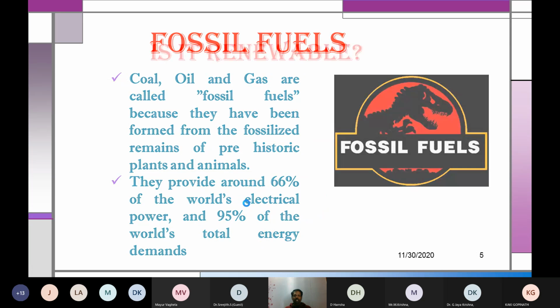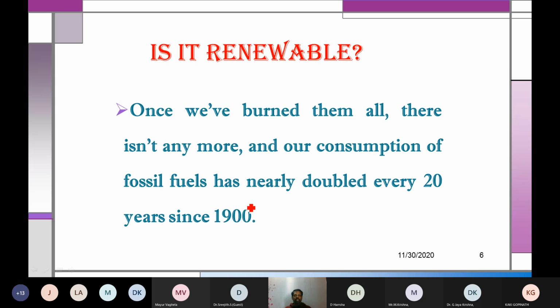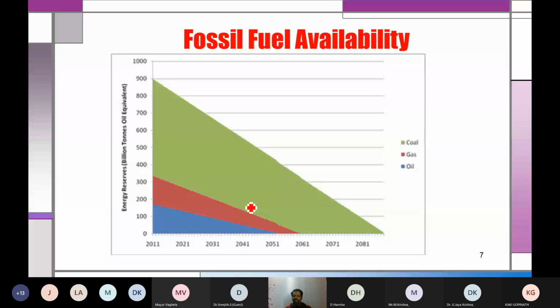The first one is they are not renewable. That means, I'll just show you a graph. This is a graph which shows the availability of fossil fuel, which is all coal, gas, and oil. As we all know, they have been created from the fossilized remains of plants and animals. These things came millions of years before.